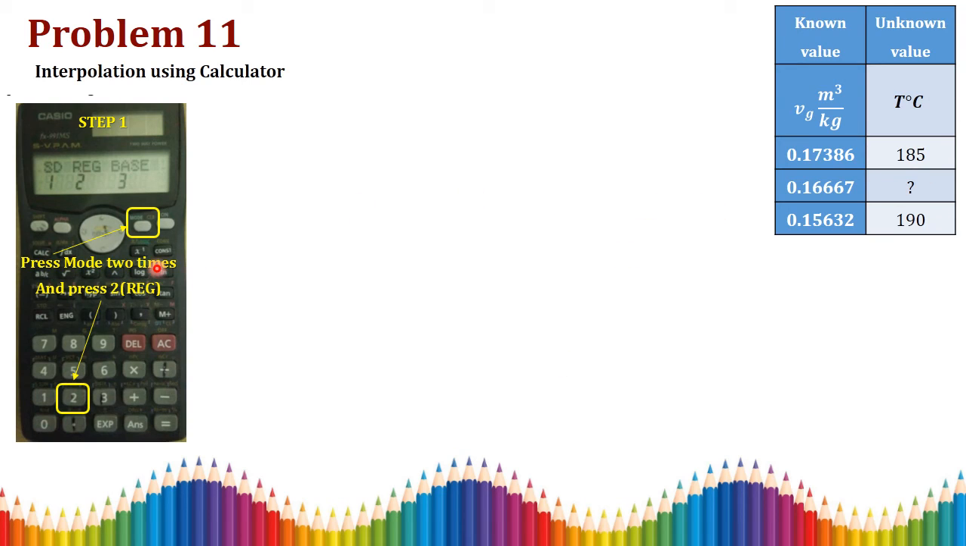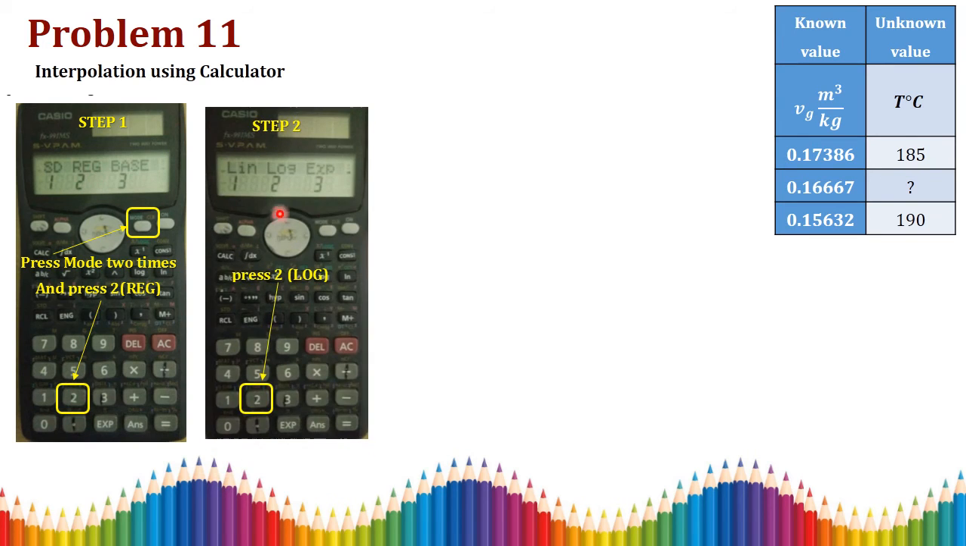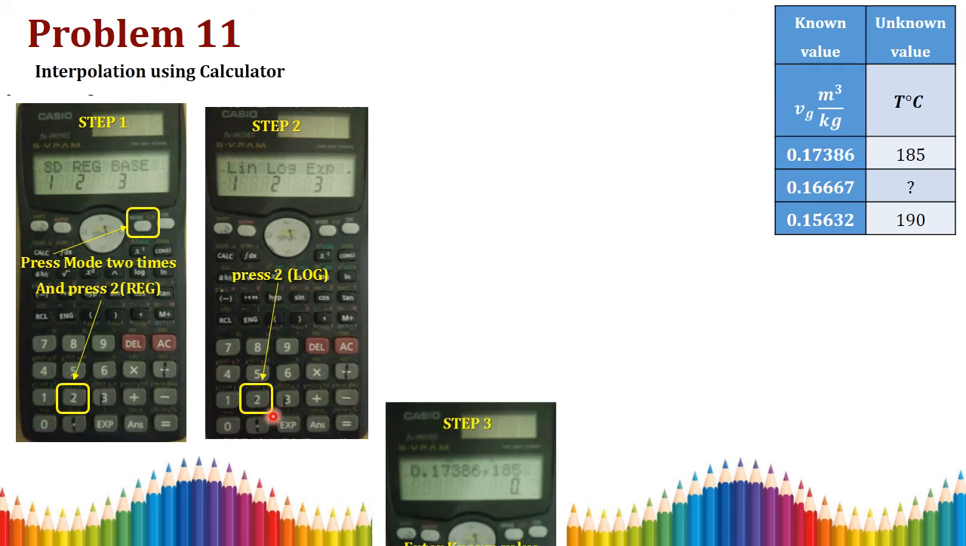Take your calculator and press the mode button. Press the mode button 2 times to get REG, and also press 2 here. Then you get this. In the first step you press mode and 2. In the second step you get line, log, and exponential. You have to press log, so for that you press the 2 button here.